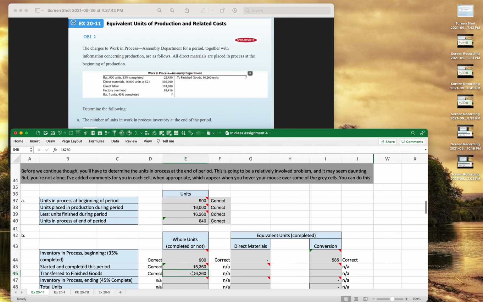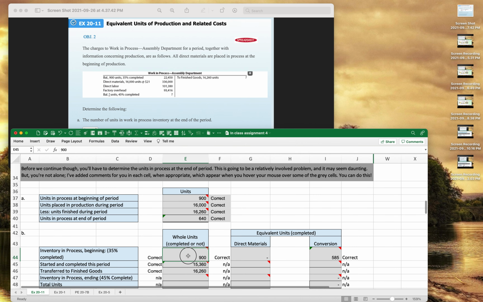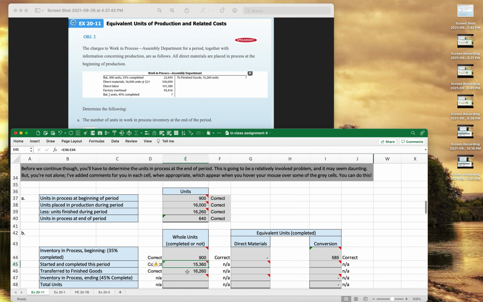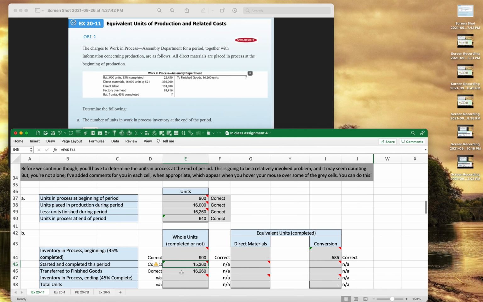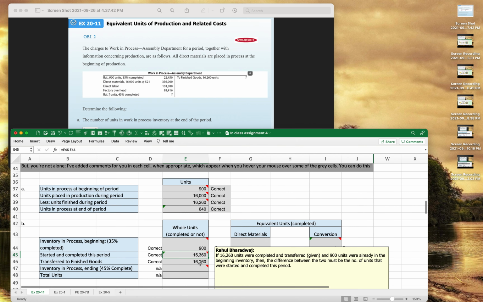I just jump on over here and then I back out and I determine what was started and completed this period. Started and completed this period. So not the previous stuff, what was started and completed this period and what was transferred out. It assumes that these pieces, all of them, were finished during this period. And so they were moved to finished goods. All right, let's back up to row 45 now.